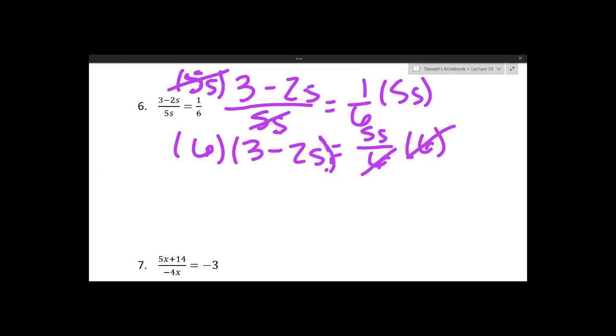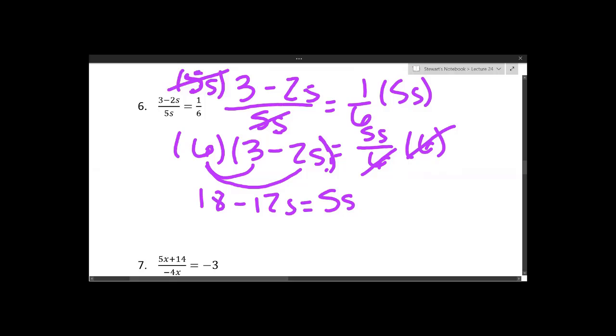So we're just left with 5s. And the reason I put this in parentheses is to demonstrate that you need to distribute this 6 to both of these terms on this side, because you're multiplying it to the entire left-hand side, not just the one term. So now we have 6 times 3 is 18. 6 times negative 2s is negative 12s. And now we have that equal to 5s.